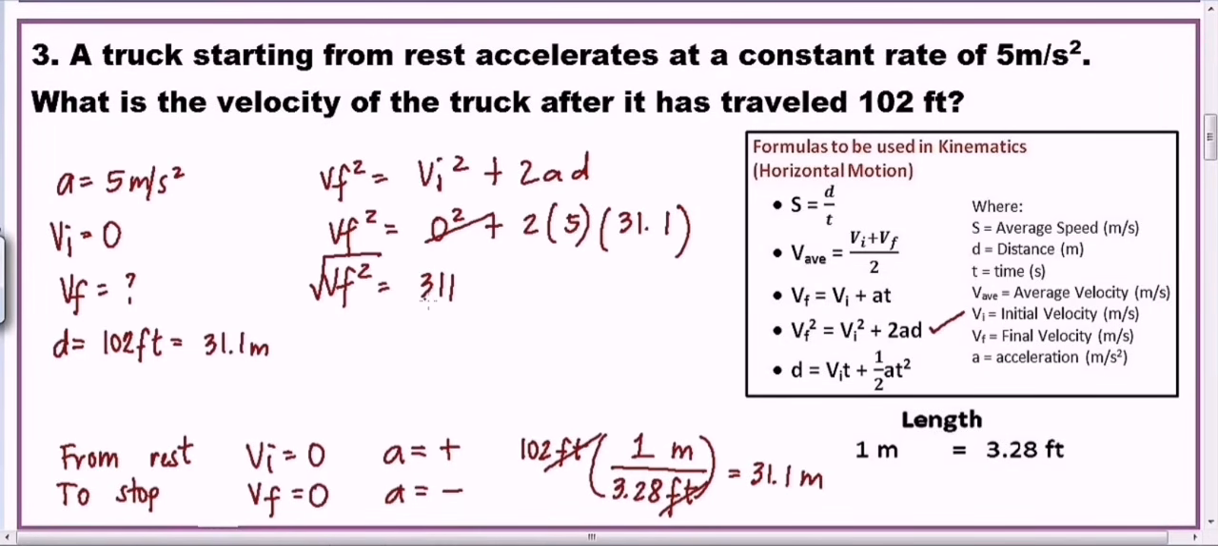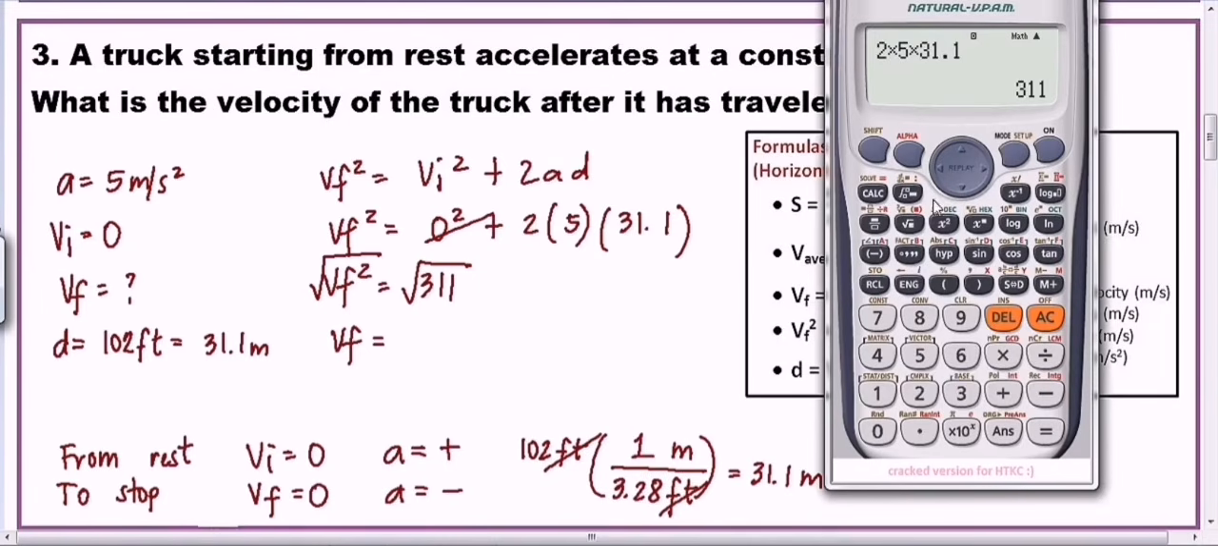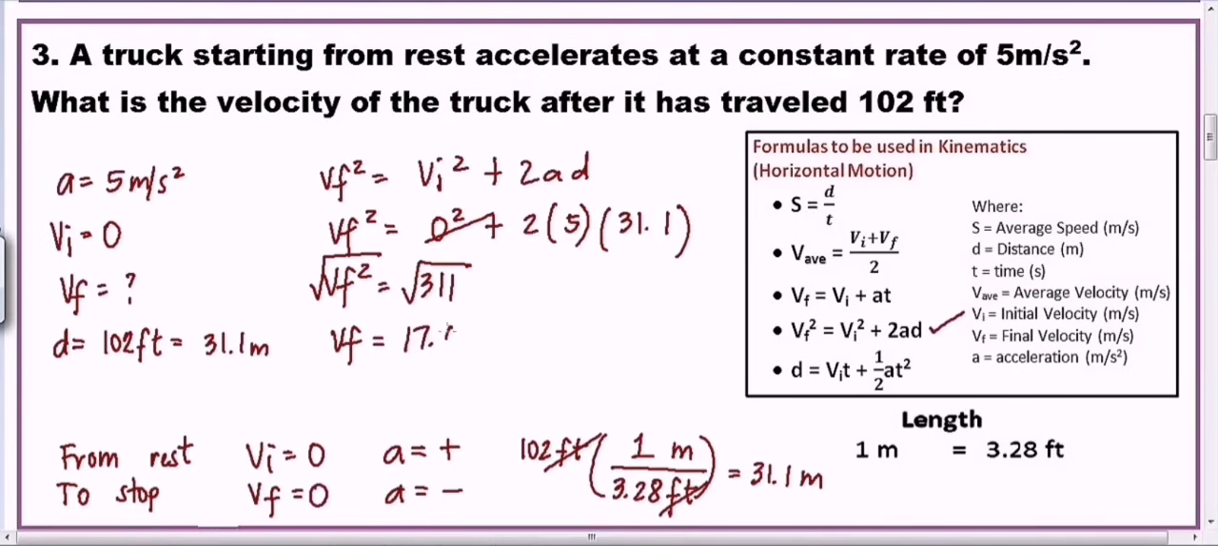So, to get rid of that, square root natin. So, VF is equal to the square root of 311, which is 17.64. So, 17.64, since velocity to, ang unit natin is meter per second. So, the final answer is 17.64 meter per second.